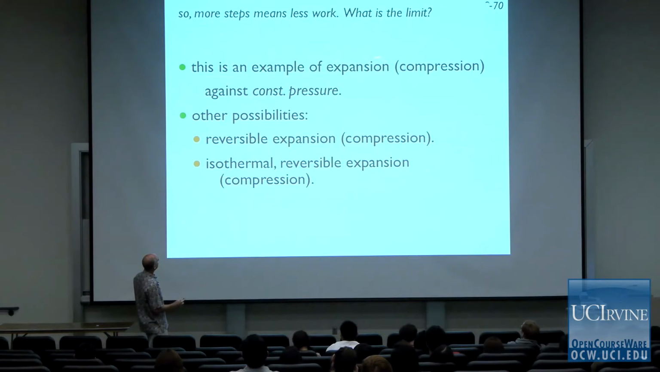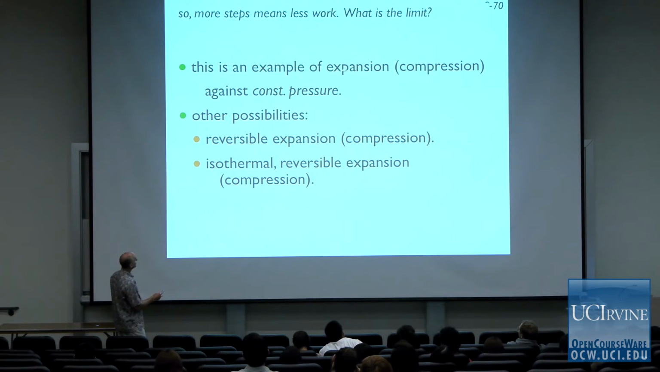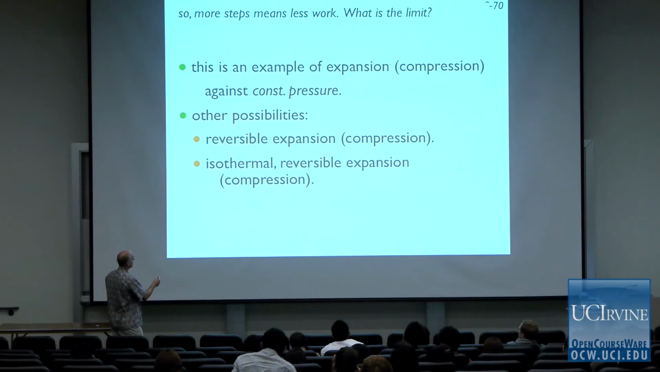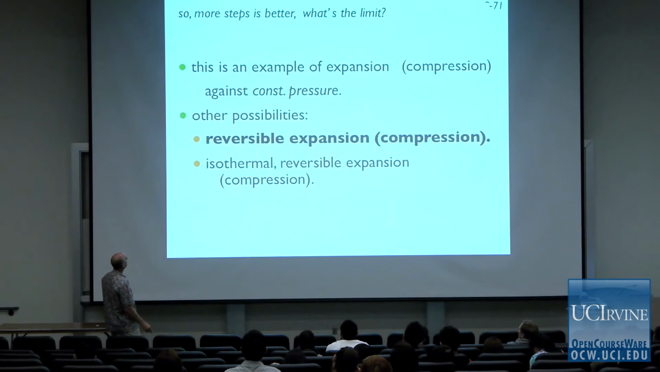All right, this is an example. So let me just make a few general comments. What we're talking about here is an example of expansion or compression against a constant pressure. This is mechanical work that we're talking about, mechanical equilibrium. There's other possibilities. There could be a reversible expansion. There could be an isothermal and reversible expansion.